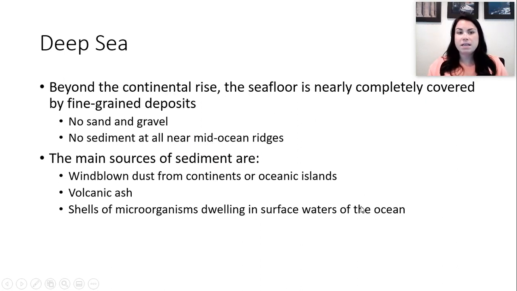Okay, and then in the deep sea, beyond the continental rise, the seafloor is nearly completely covered by fine-grained deposits. That means there's no sand and gravel, and it's mostly muds and clays. And there's hardly any sediment at all near the mid-ocean ridges. If you remember, that's because near the mid-ocean ridges we're near plate boundaries typically. The main sources of sediment in a deep sea environment are wind-blown dust from continents or oceanic islands, volcanic ash, and shells of microorganisms that dwell in the surface waters of the ocean.